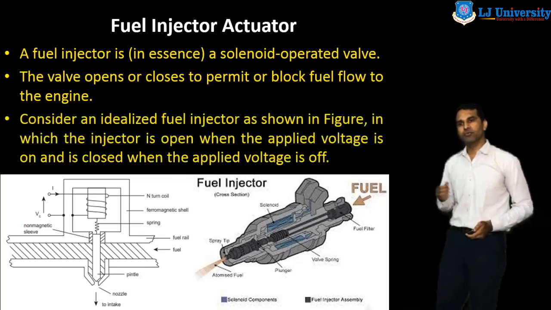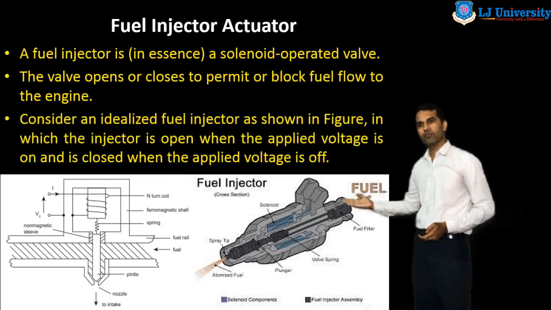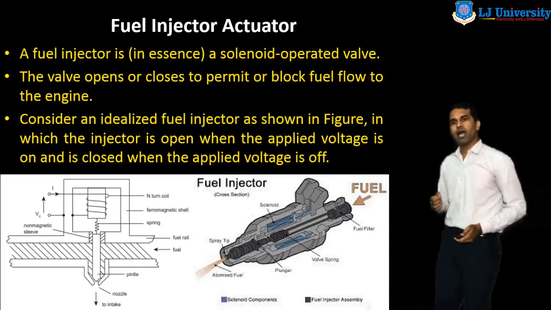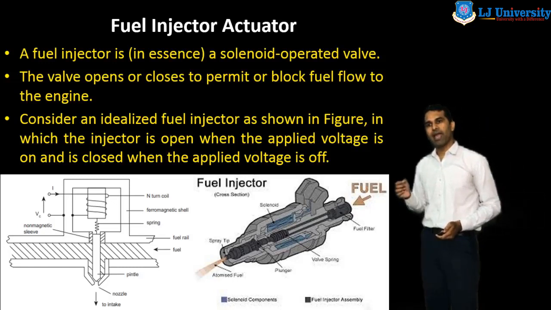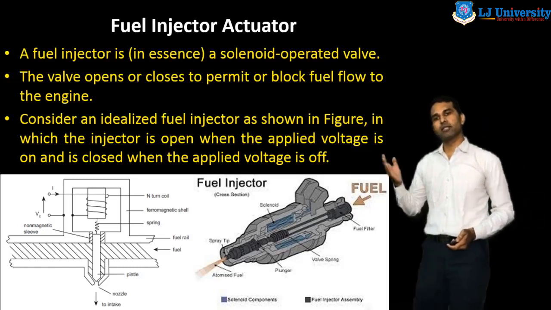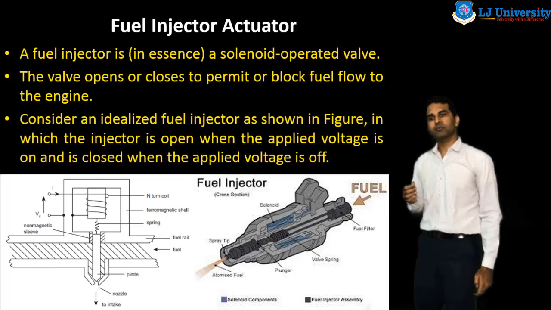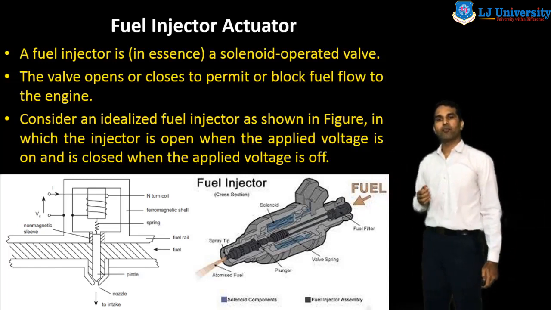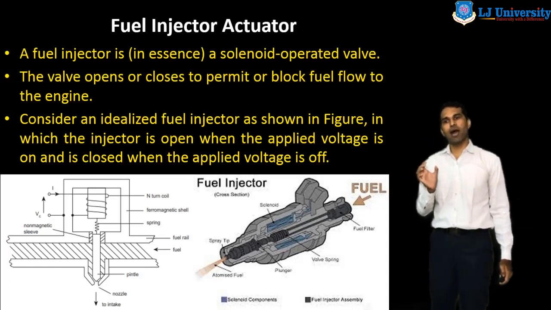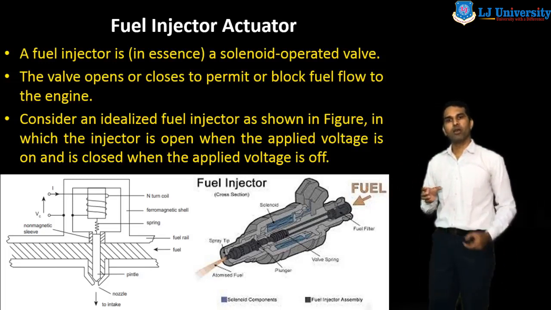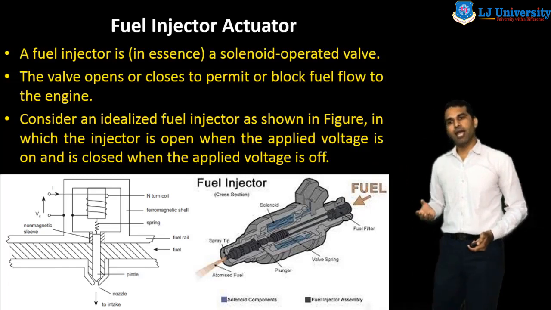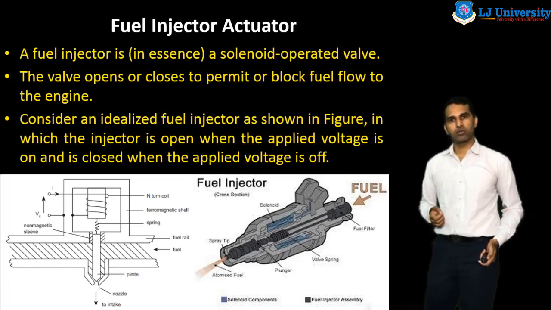Consider an idealized fuel injector as shown in the figure, in which the injector is open when the applied voltage is on and is closed when the applied voltage is off. That means if voltage is applied to the solenoid, then during that time the injector valve is open, and fuel enters the engine. And if the voltage is off, at that time the valve is closed.